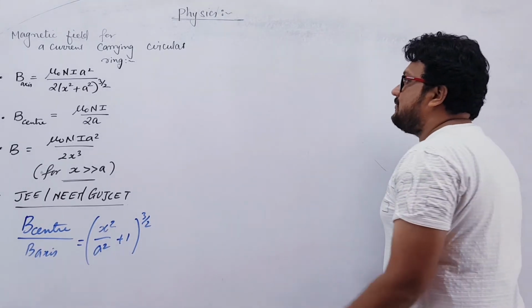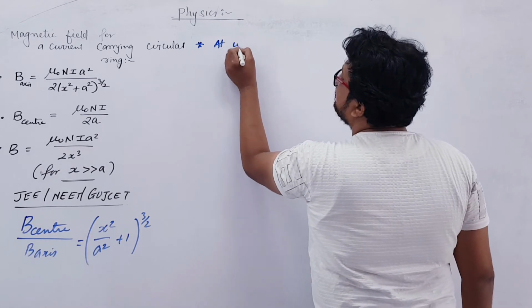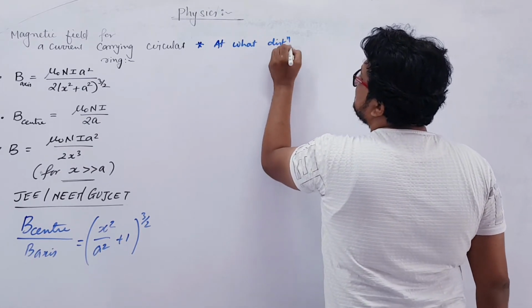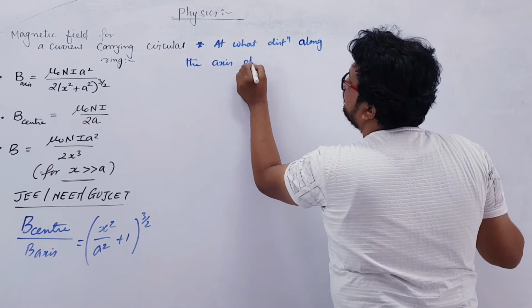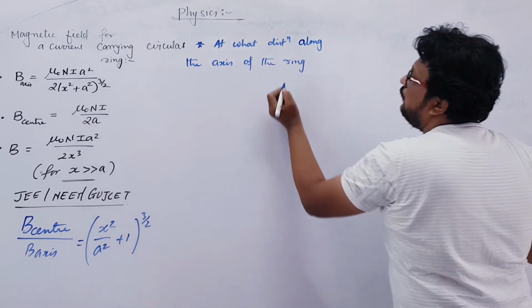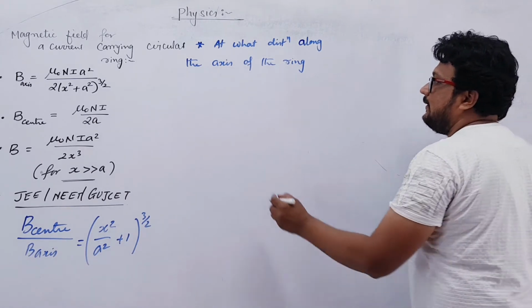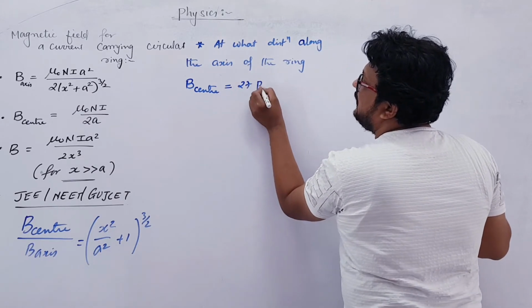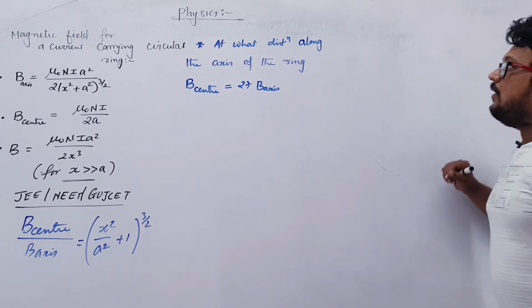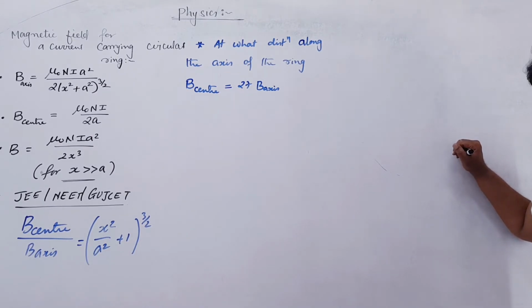So based on this, MCQs can be asked like: at what distance along the axis of the current carrying ring is the magnetic field produced at the center 27 times the magnetic field along the axis? The exact question will be something like this: at what distance along the axis of the current carrying ring is the magnetic field produced at the center 27 times the magnetic field along the axis, right?